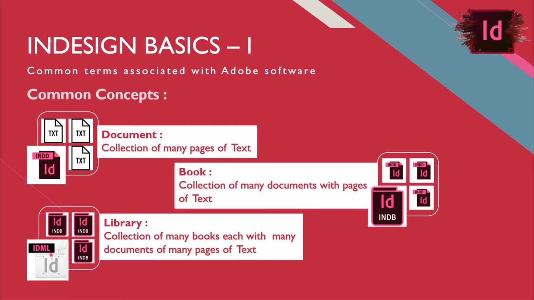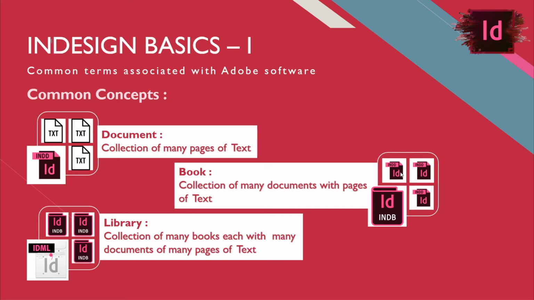Next, we will be talking about InDesign and the basic things that we need to know about it. The common things we need to understand in InDesign are the concept of document, the concept of book, and the concept of library, the way InDesign understands them. When we talk about a document, InDesign understands a document to be a text file having one or many pages. There is no limit on pages, but all of these pages are just like a single Word file. It is a single document file.